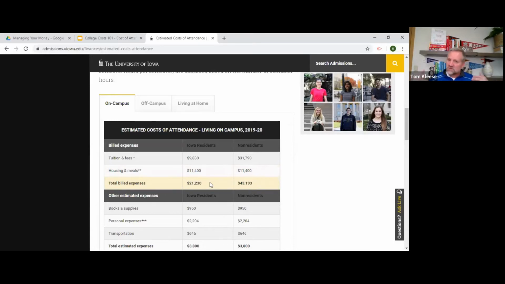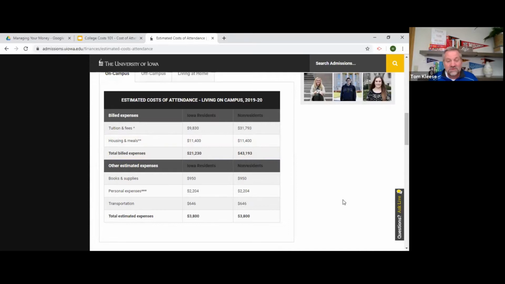But I mean, there are going to be other expenses. And Iowa says, hey, we think you're going to need about $950 for books and supplies. We think you're going to spend $2,200 on, I don't know, going out or something like that. And then transportation there. So they're estimating about $3,800 for indirect expenses.